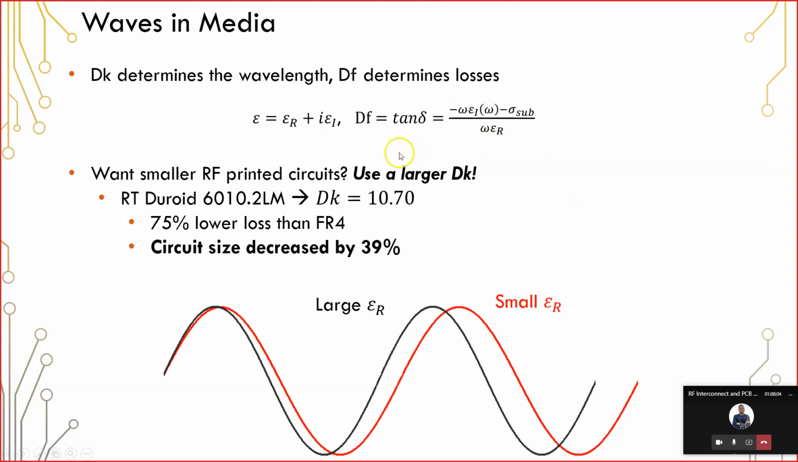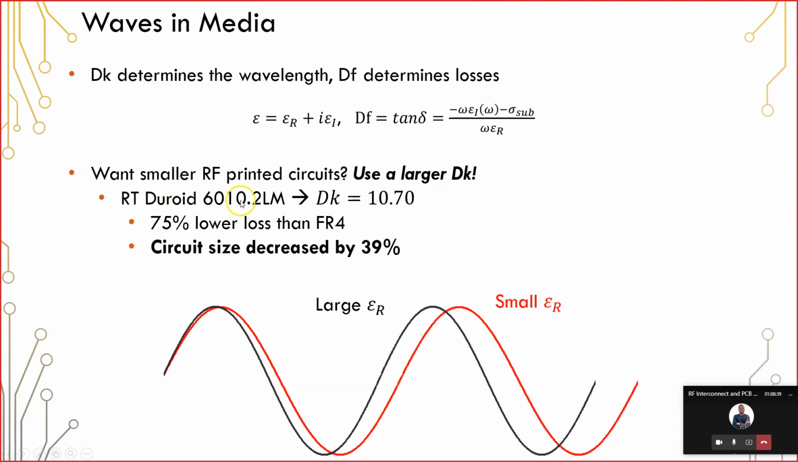So there's a really important key here, in that when an electromagnetic wave is traveling in some medium, the dielectric constant affects the wavelength. So a larger dielectric constant will cause that particular wave with a particular frequency to have a larger or smaller wavelength, depending on this value. So when we have a large dielectric constant, we have a smaller wavelength. Smaller dielectric constant, we have a larger wavelength. So if you want to have smaller RF printed circuits, you could use a larger dk value.